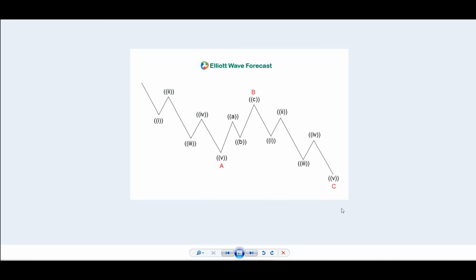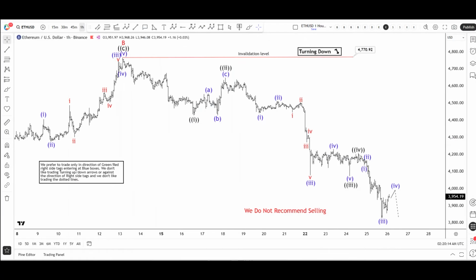So you want to make sure the C does not go anywhere near the 1.618 extension of the A, or else your assumption that this is ABC can be challenged, and in fact it could be a 1, 2, 3, 4, 5. And if it is 5 waves, then you are potentially looking for a bigger move to the downside.